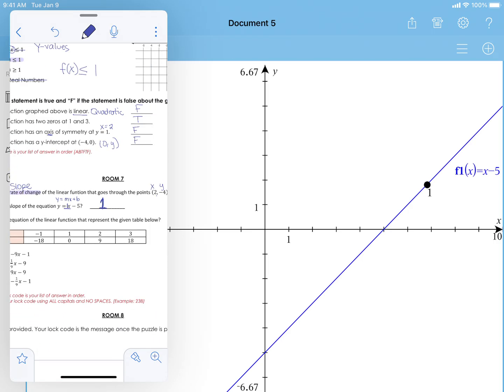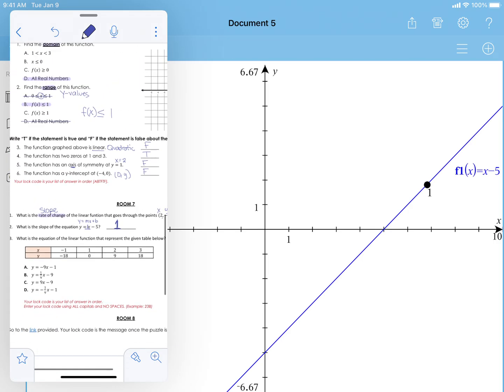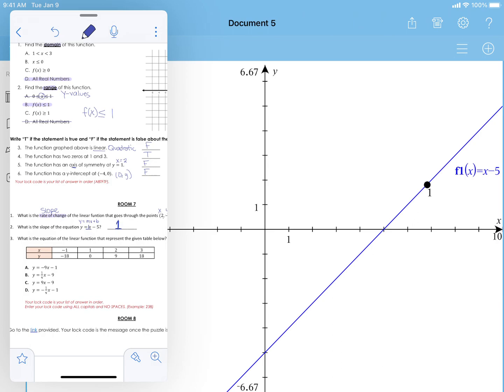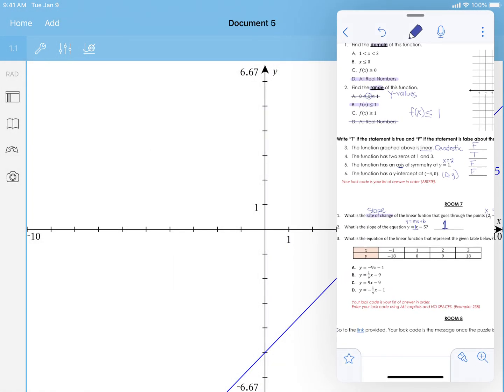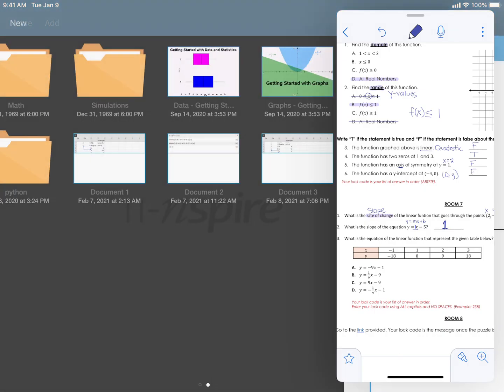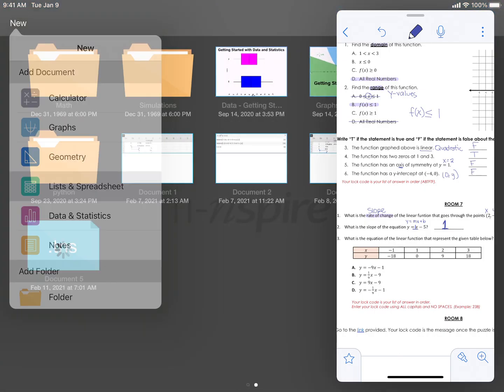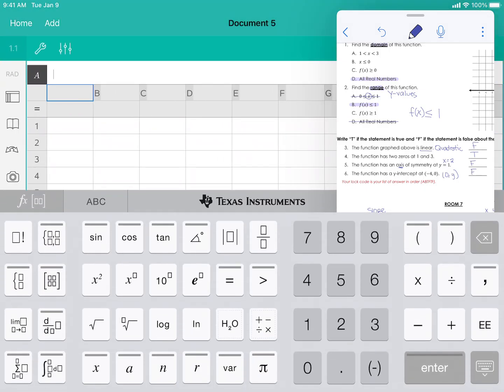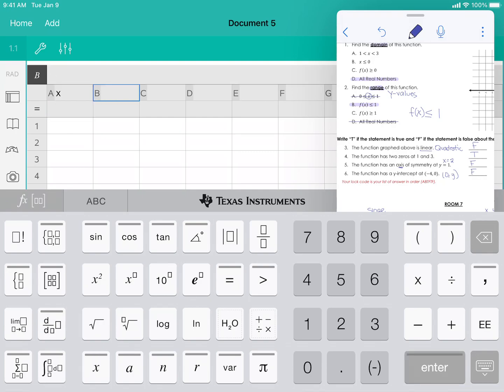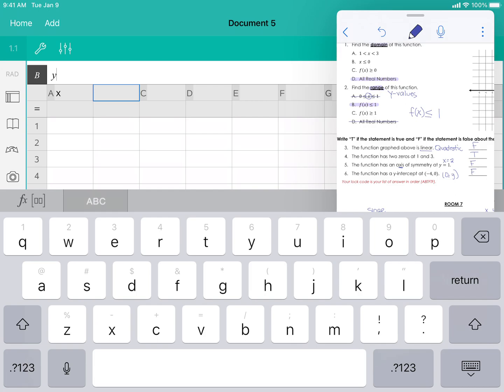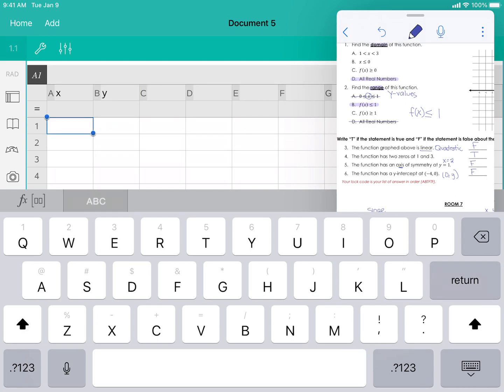Okay. Next, it says, what is the equation to the linear function that represents the given table below? So it gives me a table and the equations. Again, I'm going to use my calculator. So I'm going to go back home, discard my changes, and I want a new list in spreadsheet again. So next to A, we're going to type in X. Next to B, we're going to type in Y. And then we're going to type in our table.